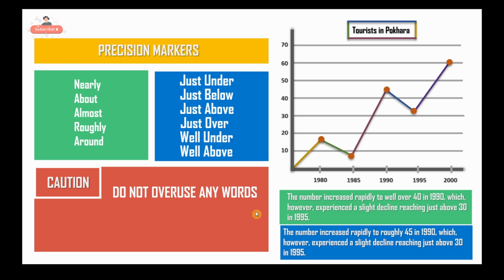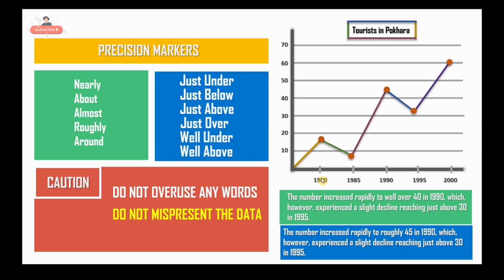Okay, now the last mistake is misusing the markers. I honestly don't know why students sometimes use nearly even in exact data. For example, the number of tourists in 2000, see here we had 2000, the number of tourists in 2000 reached nearly 60. This is wrong. The student is using the precision marker, but incorrectly, because this is not nearly 60, that's exactly 60, that's precisely 60.